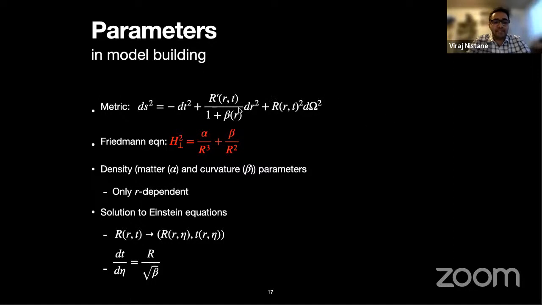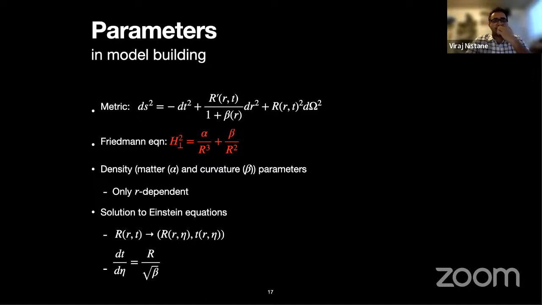So we see the metric here again. Also, the Friedmann equation shows the idea of replacing lambda, the cosmological constant, by the curvature density, which is denoted by beta here. So beta is a curvature density parameter, which also appears in the metric. Then we have manually chosen alpha and beta. Alpha is the matter density parameter, and beta is the curvature density parameter, and they are only R dependent. R is the co-moving radial coordinate, right?